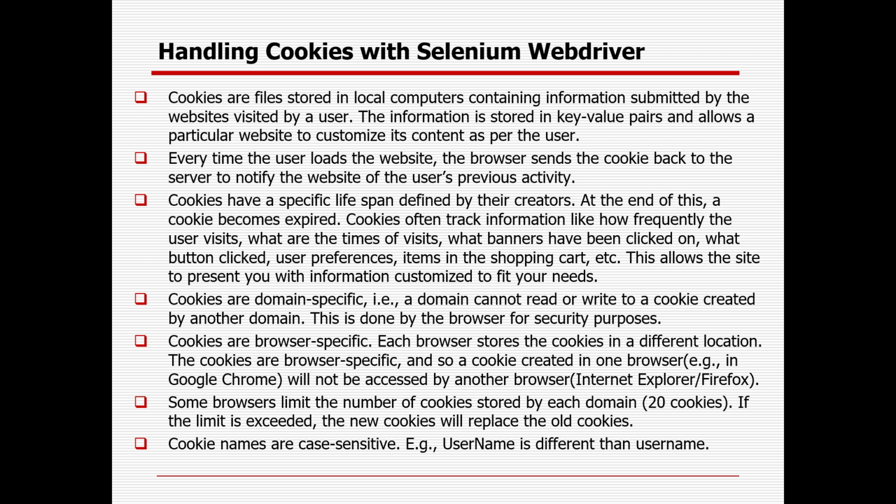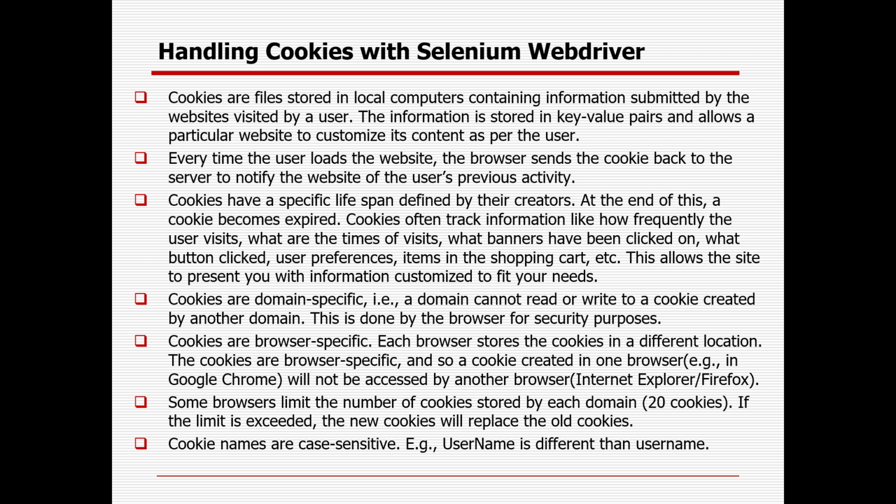So cookies are files stored in the local computer containing information submitted by the website visited by the user. The information stored is key-value pairs and allows a particular website to customize its content as per the user. You have already seen hash table, hash map, the key-value pair. That is also the cookie format. Every time the user loads the website, the browser sends the cookies back to the server to notify the website of the user's previous activity. Cookies have a specific lifespan defined by their creator. At the end of this, a cookie becomes expired.